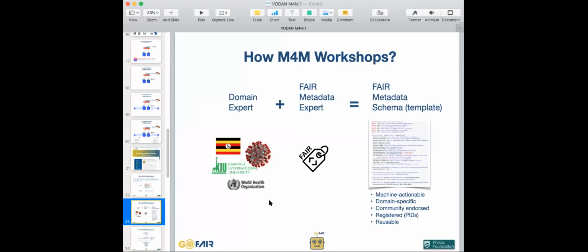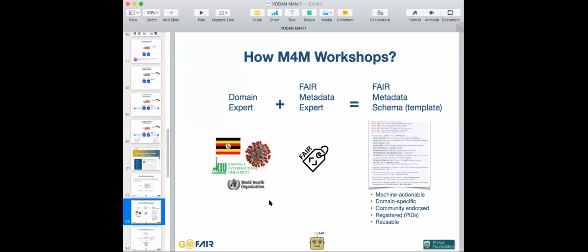Okay, so then how do we do these Metadata for Machine Workshops? And the format is at the high level pretty simple. We have a domain expert, and in the VODAN case, this may consist of organizations that are involved with the governance and regulatory aspects of the data, or it may be the more technical biomedical information as well. It might be the case report forms, etc.